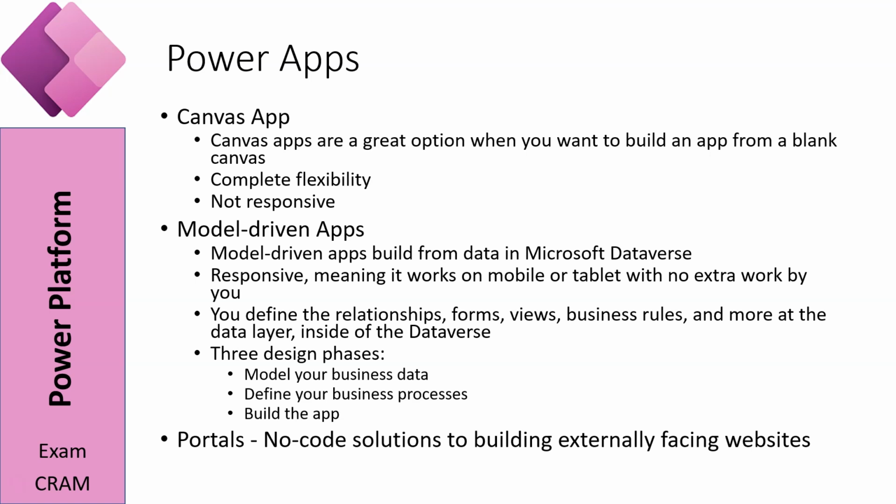There are 3 design phases for this model-driven app. One is to model your business data, because it starts with data, then you define your business processes, and then you build the app. The third option is portal. Portal is a no-code solution to build an external-facing website. This is a full-fledged website which can be used by external users. So that comes under the portal category.